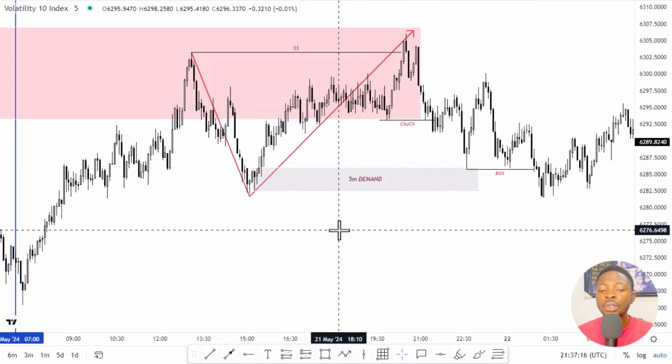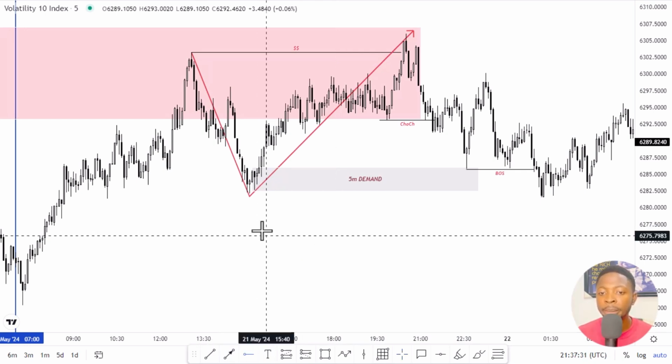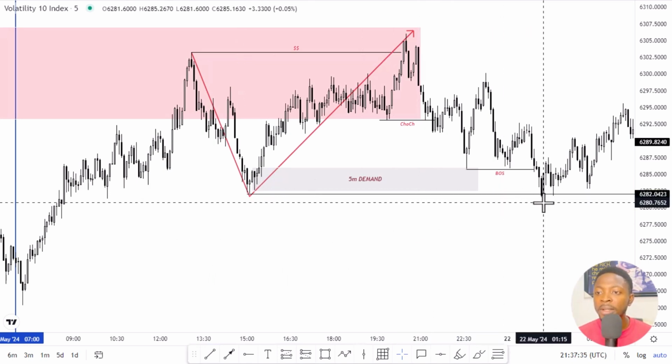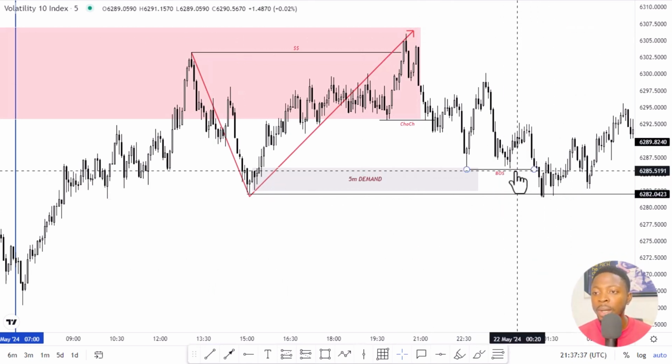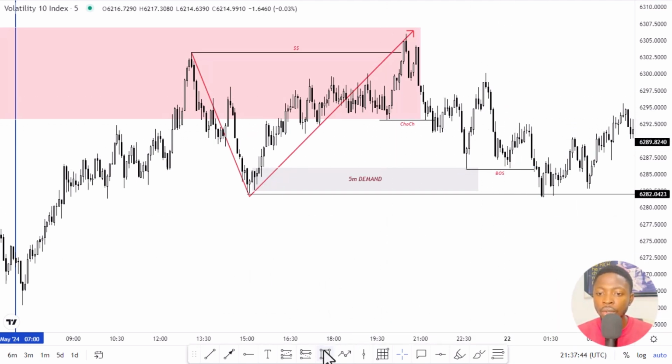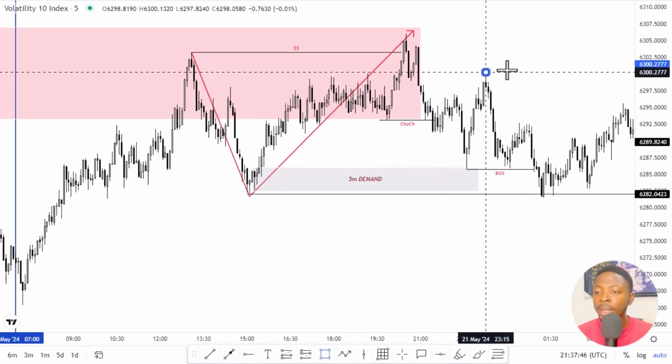So what do you want to do according to the concept of the demand to supply flip? You want to see a demand that brings about a proper mitigation of that particular demand or reaction, then a failure of that zone. So where is the failure of the zone or the main supply? Look at it. Price took out this particular low aggressively, then we are expecting a reversal. So how are you going to go about it? So Ctrl Z.